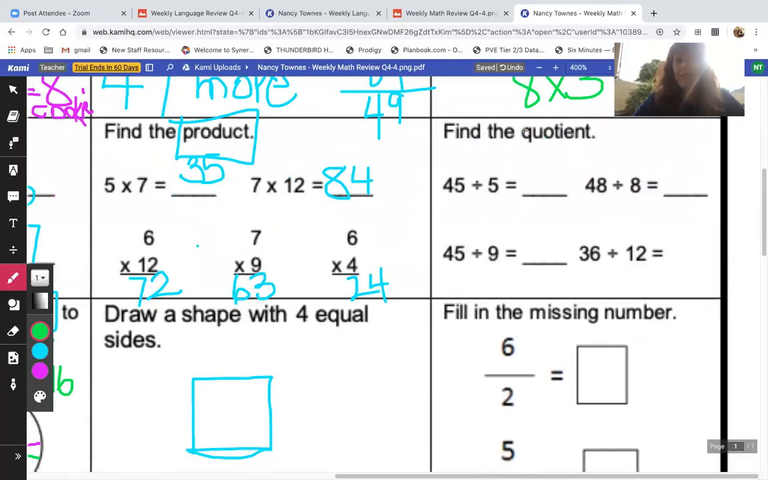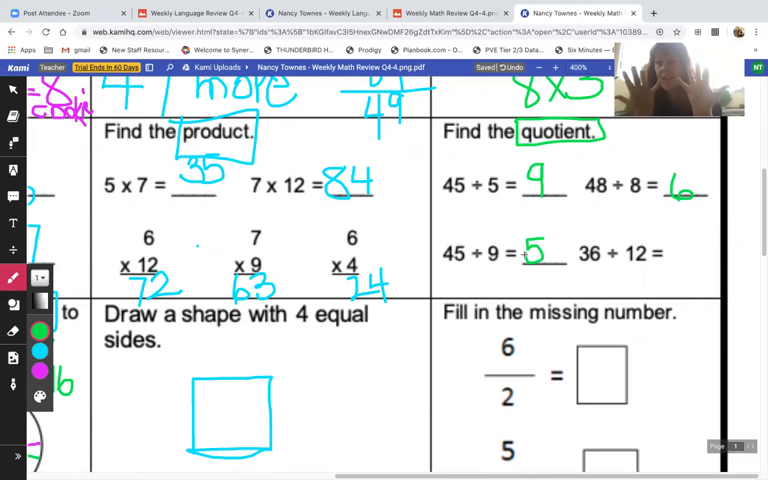All right, there's my favorite word. Find the quotient. And quotient is an answer to a division problem. So 45 divided into 5 equal groups is going to be 9. And if we want to look at it backwards, 9 times 5 equals 45. 48 divided into 8 equal groups would be 6, because I know that 6 times 8 equals 48. 45 divided into 9 equal groups would be 5, because 9 times 5 is 45.